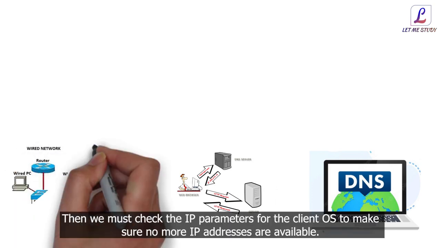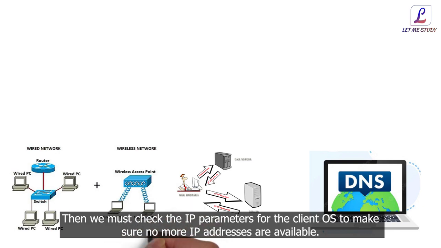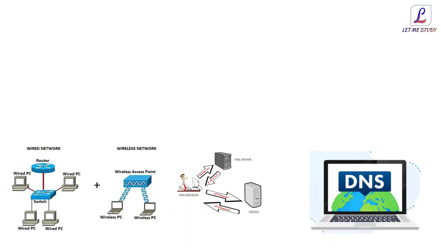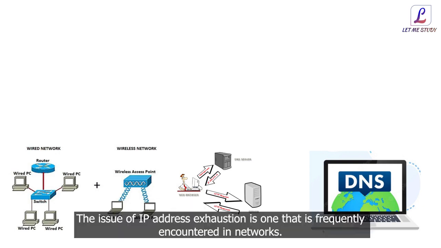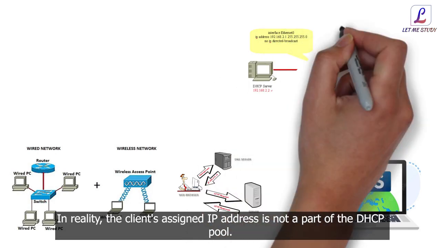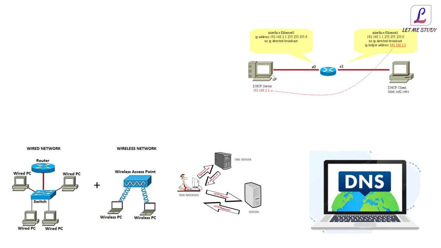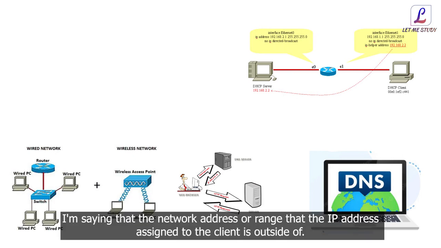Then we must check the IP parameters of the client OS to make sure no more IP addresses are available. The issue of IP address exhaustion is one that is frequently encountered in networks. In reality, the client's assigned IP address is not a part of the DHCP pool. I'm saying that the IP address assigned to the client is outside of the network address or range.